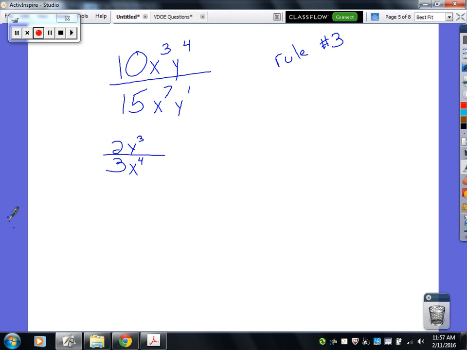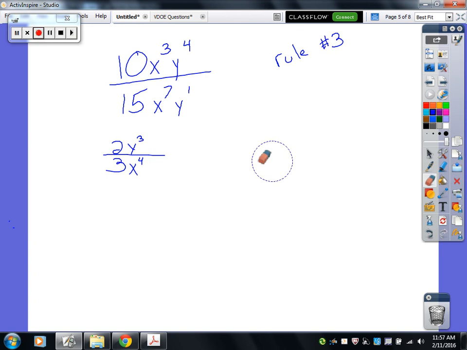Why not? They don't have the same base. This is y to the third and x to the fourth. You only can do it if you have the same base. That is rule number 3. Let me go over another one quickly here.